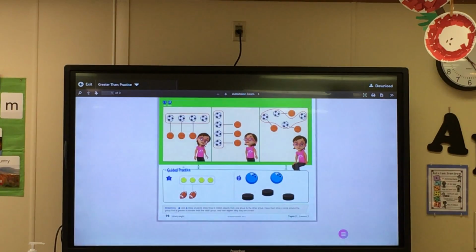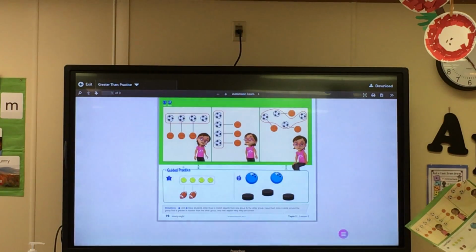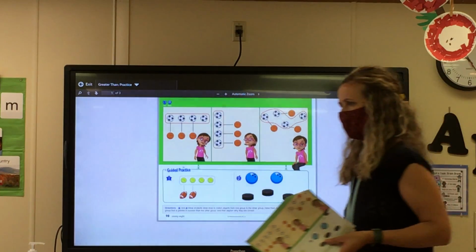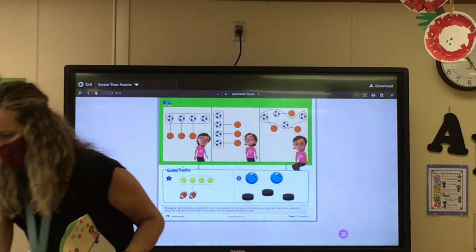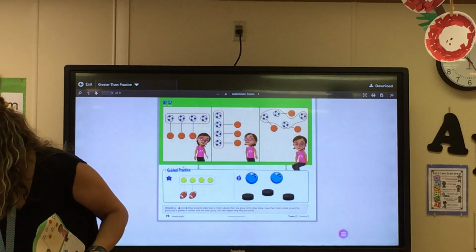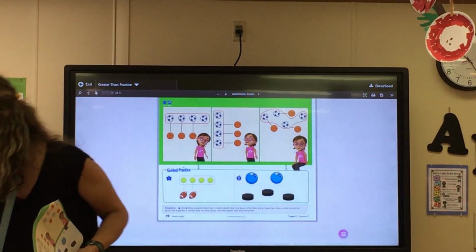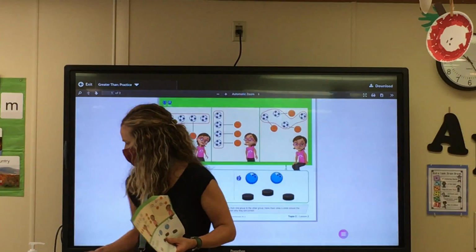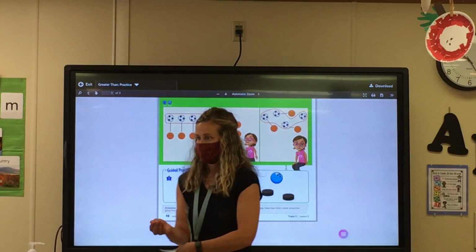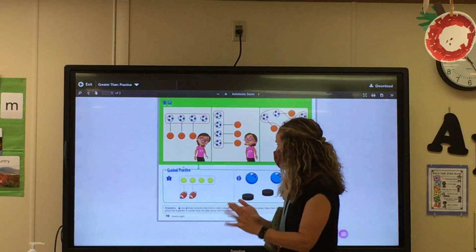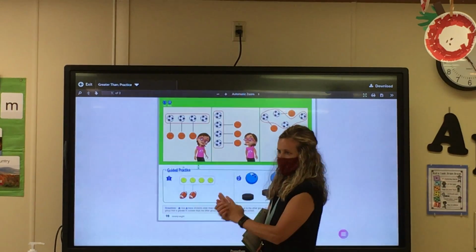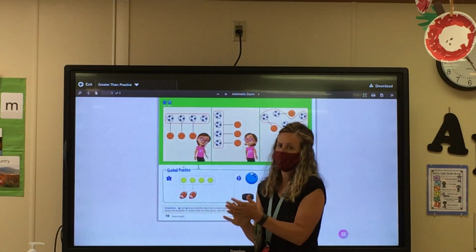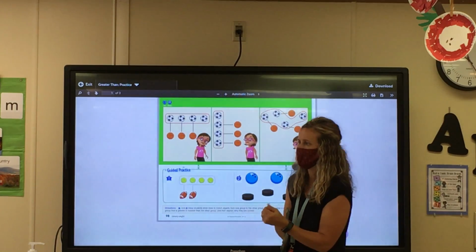So how do we know that the tennis balls are more? Can someone explain that to me? Raise your hand. Evelyn, how do we know that? Okay, 4 is more than 2, and we have 2 tennis balls that don't have matches. Okay, so we know that that is correct.